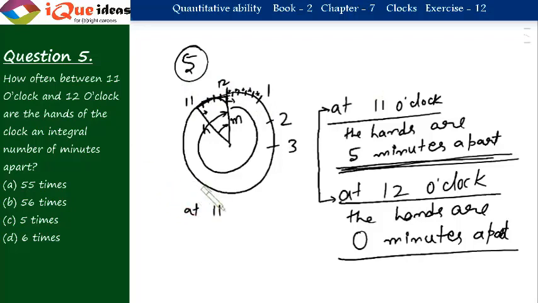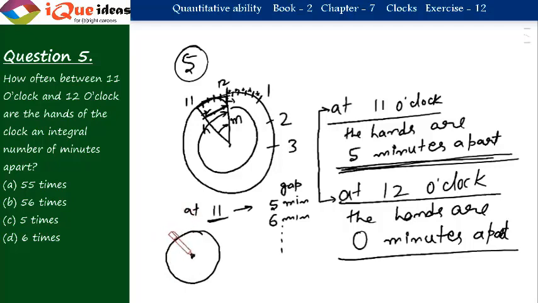So initially at 11 o'clock, the gap was 5 minutes, or they were 5 minutes apart, right? After some time, because the minute hand is faster and the hour hand is slower, the gap is going to increase. This is the minute space. So it will become 6 minutes. Then it will further keep on increasing.